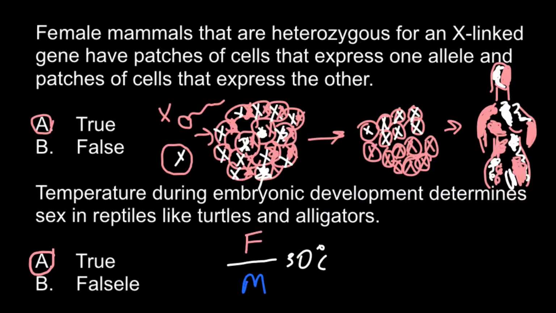And what is interesting is that in alligators there is the same system, but in reverse order. Low temperatures determine female sex, and high temperatures above some threshold determine male sex. So our answer would be true.